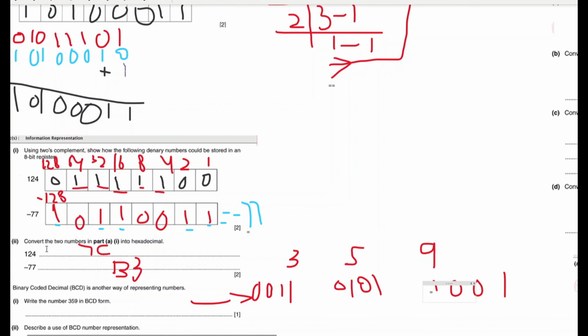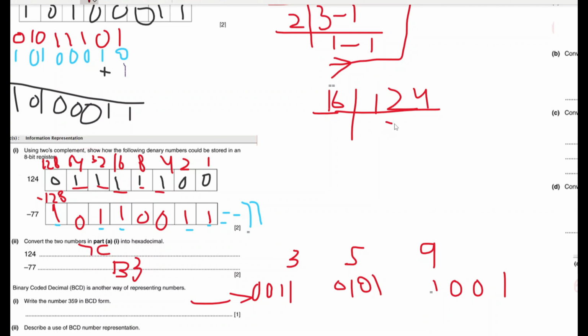For the next question, you have to convert 124 and minus 77 into their equivalent hexadecimal. Now, this is a positive number and this is a negative number. For a positive number, converting into hexadecimal is simple. You have to divide the number given to you here, 124, by 16. Why? Because the hexadecimal base is 16. We have a total of 16 symbols in hexadecimal, starting from 0 till 9 and then from A till F, so we will divide by 16.